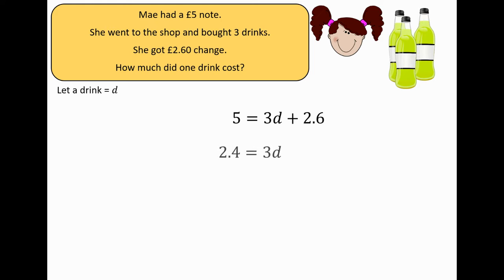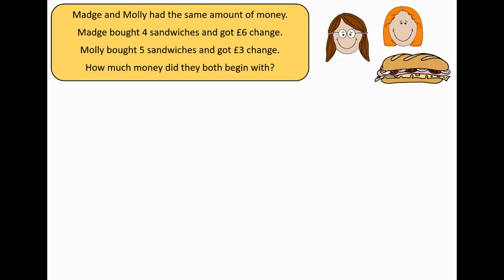Subtract 2.6 from both sides. That would give me 3D is equal to 2.4. To work out what one drink is, I can divide by 3 on both sides because remember, 3D means 3 times D. To get rid of the 3, I divide by 3 on both sides, and that will give me D is equal to 0.8. Okay, so that means one drink will cost 80 pence.